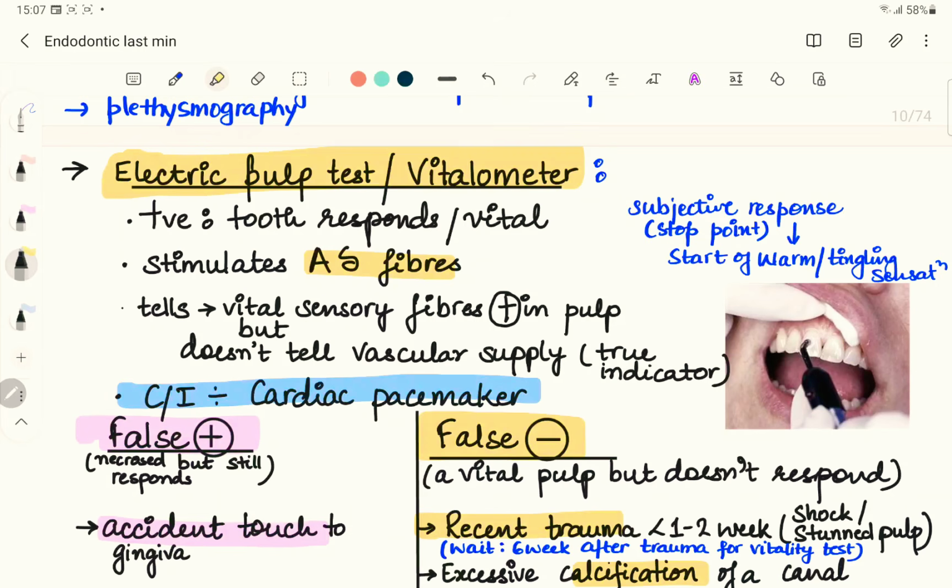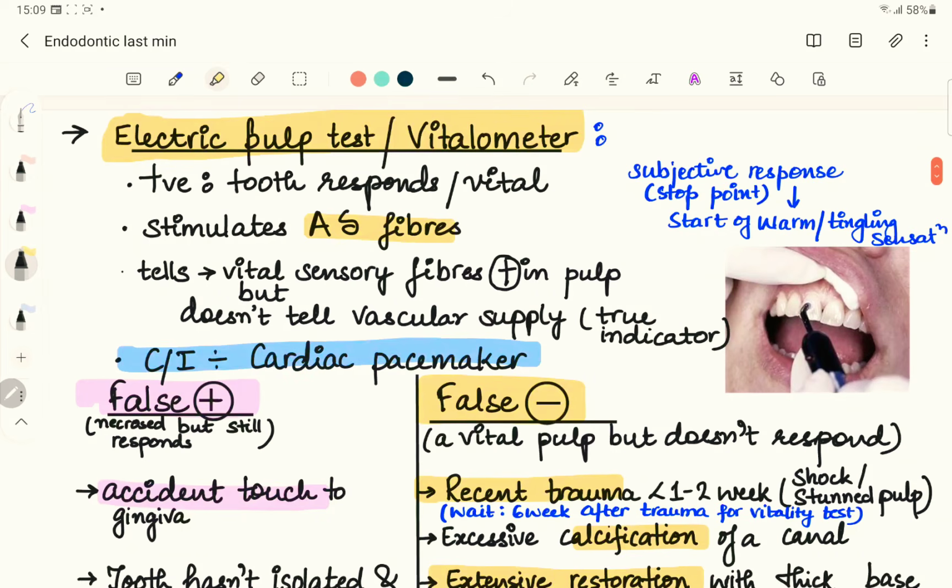If the tooth is not responding to the electric current, then we say the tooth is dead, or non-vital. So electric pulp testing, if positive, means the tooth is vital. Negative means the tooth is necrosed or non-vital. It is stimulated by the A delta fibers, which are myelinated fibers. The electric pulp test tells about the sensory fibers present in the pulp, but it doesn't tell the vascular supply.